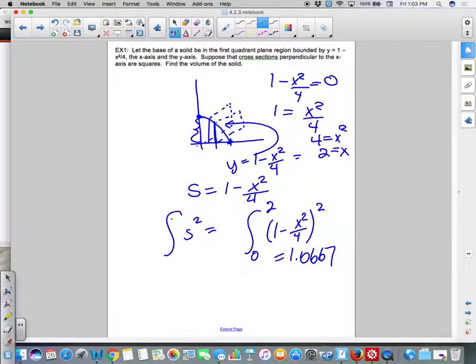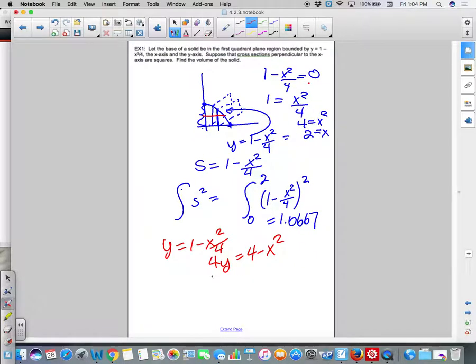I wasn't planning on doing it really, but sure. I need a different color. Got it. Red. All right. So if I slice this way, the height of the squares is now x, right? So I need to solve this equation for x. What was it? y equals 1 minus x squared over 4. If I multiply by 4, I get 4y equals 4 minus x squared. So x squared equals 4 minus 4y. Take the square root, so I get x equals plus or minus the square root of 4 minus 4y.